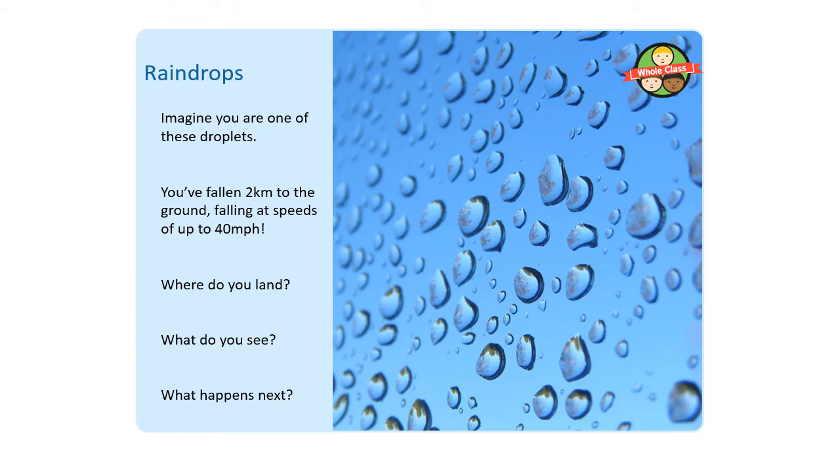This is just an activity we could have done if we had had more time. Just imagine you are a raindrop, that is the character, and you fall 2 kilometers to the ground, falling at speeds of up to 40 miles per hour. Where do you land? What do you see? What happens next? So you're basically writing a story about the journey of a raindrop in the water cycle, if you choose to do that.